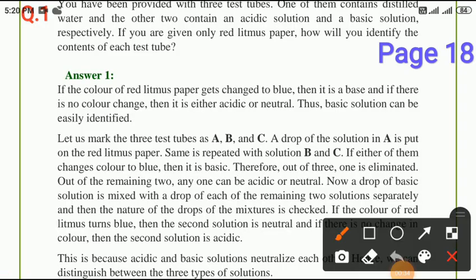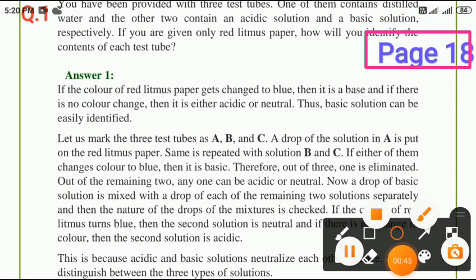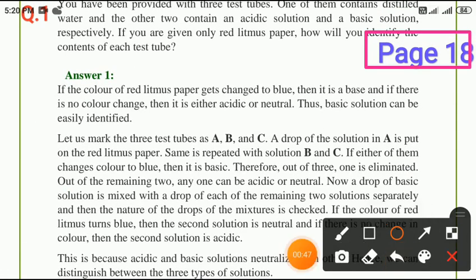On page number 18, question number 1 is, you have been provided with 3 test tubes. One of them contains distilled water and the other 2 contain an acidic solution and a basic solution respectively. If you are given only red litmus paper, how will you identify the contents of each test tube?